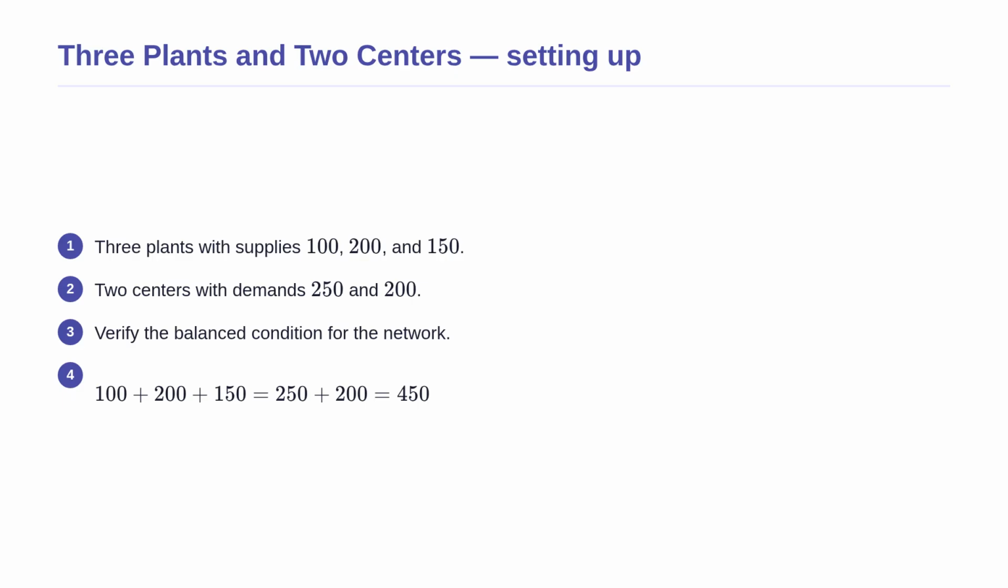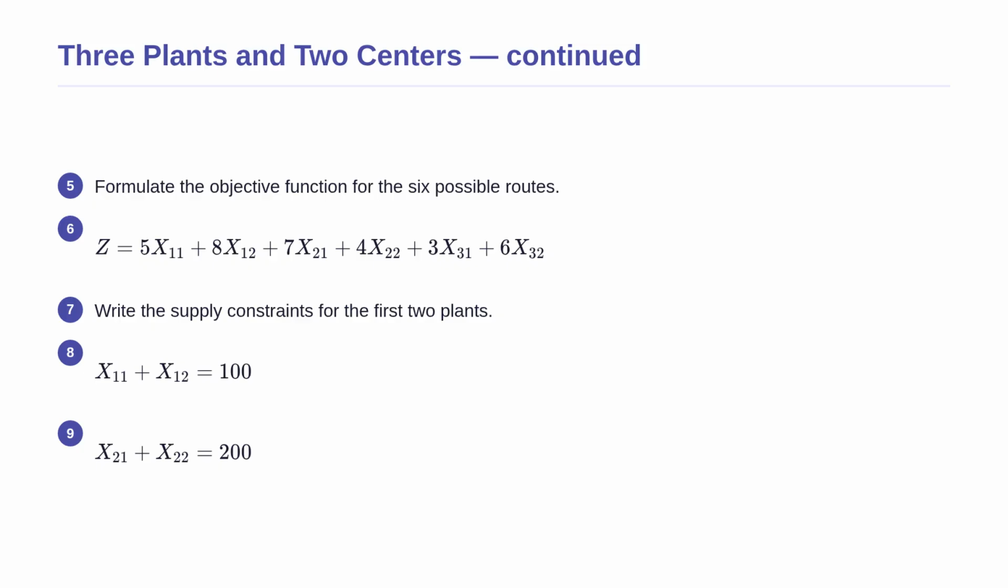The total supply from the 3 plants is 450 units. The total demand is also 450 units. The problem is balanced, so we can move forward. Because we have 3 plants and 2 centers, there are 6 possible shipping routes. Our objective function pairs each specific unit cost with its corresponding decision variable, creating an equation with 6 terms. Our goal is to find values that make z as small as possible.